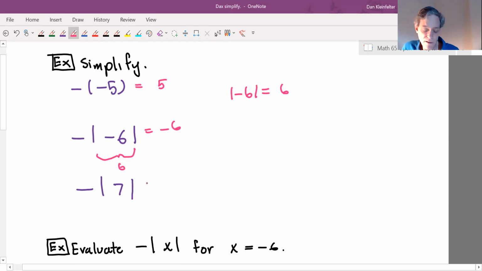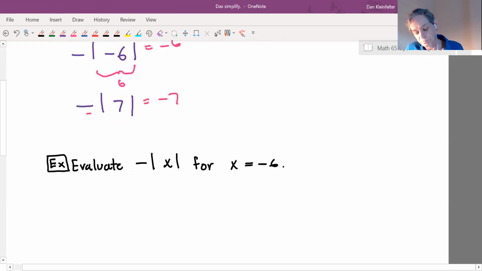Okay, and now we have the absolute value of 7, which is 7, and then put a dash in front, so negative 7. If you're thinking, I thought you said that absolute value has to always be positive. Well, it's true, the absolute value portion is positive, but this has a dash in front, making it negative. So we end up with negative 7 for our final answer.